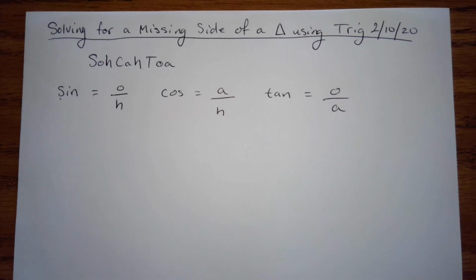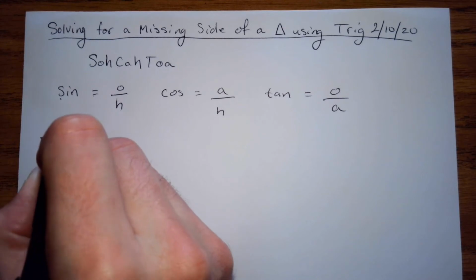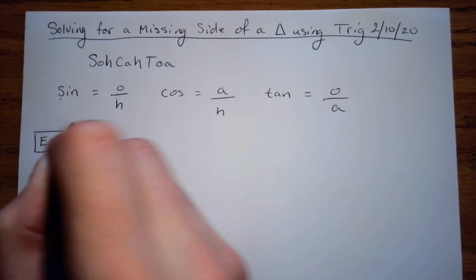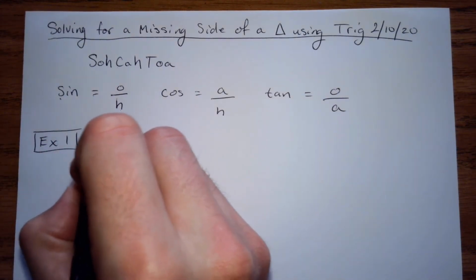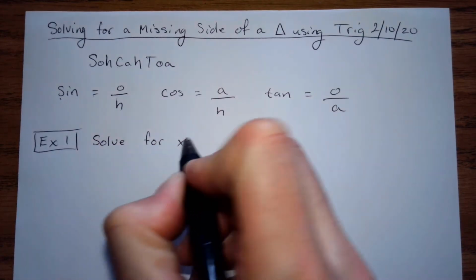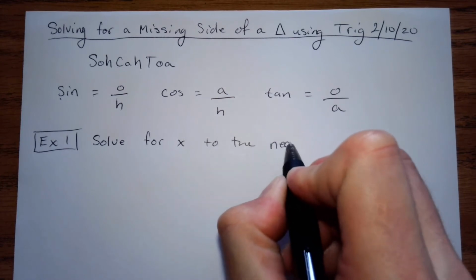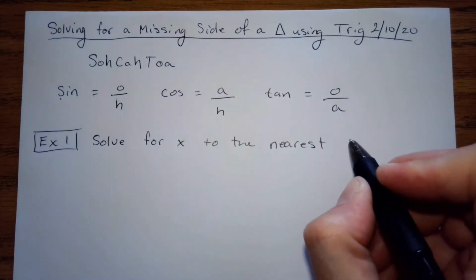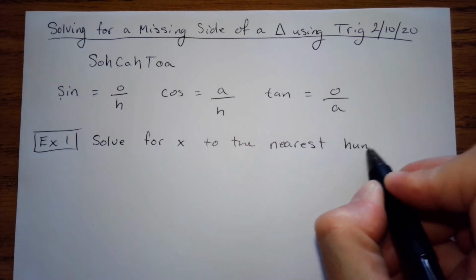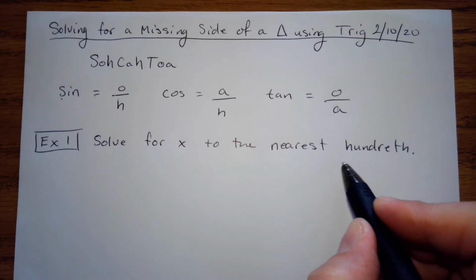So what we have first, for the first example, part A, example 1A: solve for x to the nearest hundredth. This means 2 decimal places.